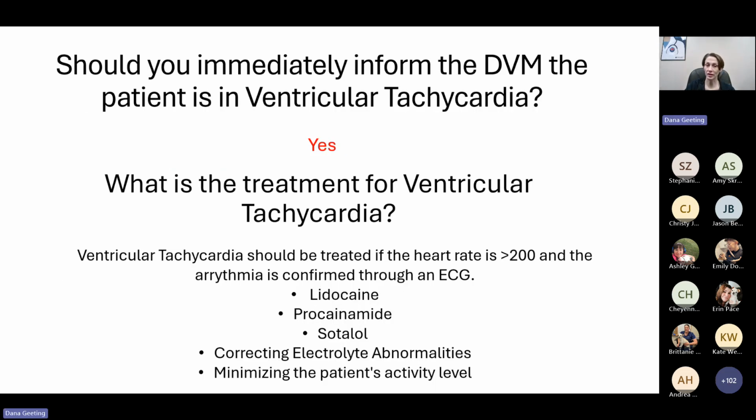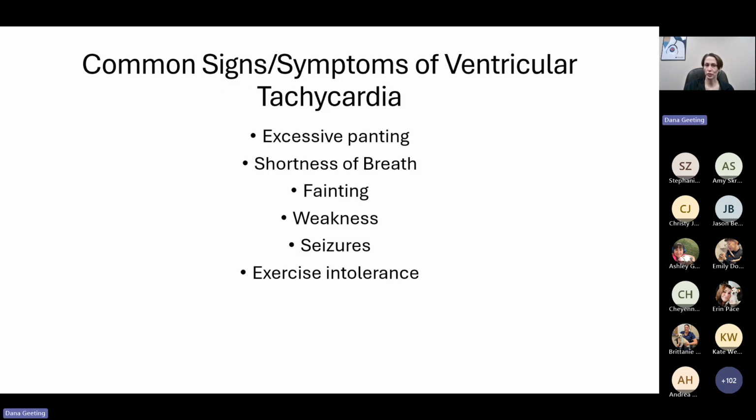VTAC is definitely something that you want to inform your vet of immediately. VTAC should be treated if the heart rate is greater than 200 and the arrhythmia is confirmed through an ECG. The main common treatments for VTAC are lidocaine, procainamide, sotalol, and correcting electrolyte abnormalities. You want to keep the patient sedated and minimize their activity and movement as much as possible. Try to keep them as calm and sedated as you possibly can.